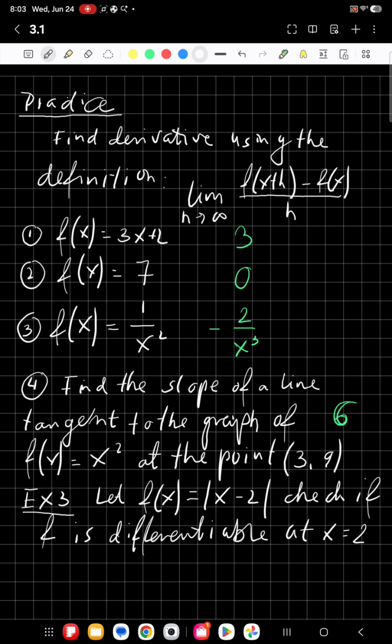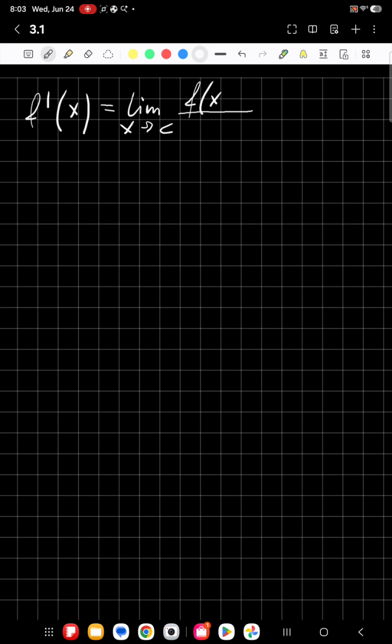Okay, so when we are given a specific point, I think that definition with c is maybe a little bit more efficient, faster. Let me write it for you. So f prime of c, right, so we have the limit with x approaching c, and the formula went like this: f of x minus f of c divided by x minus c.